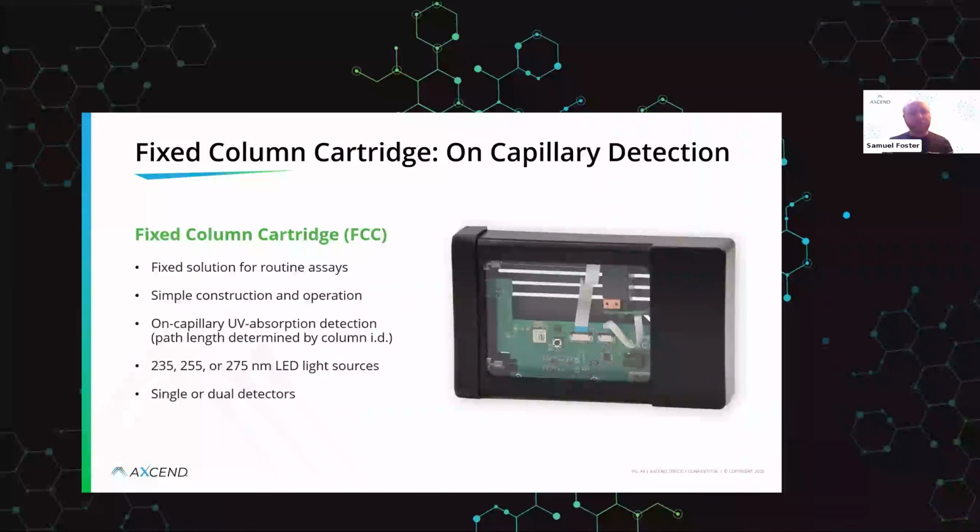Moving forward to the optical detection, Axcend also offers our own optical detectors. The first is on-capillary detection with our fixed column cartridge. Here we're performing that detection directly at the outlet of our system. Because of that, we limit the amount of dispersion, but we're also limited by the inner diameter of the column, and so we often see lower sensitivities.